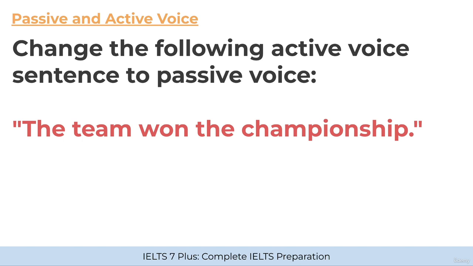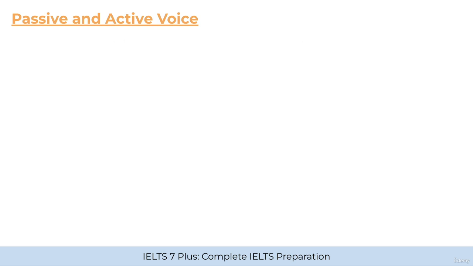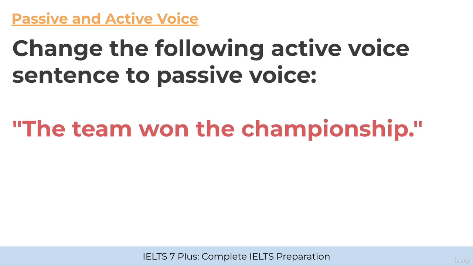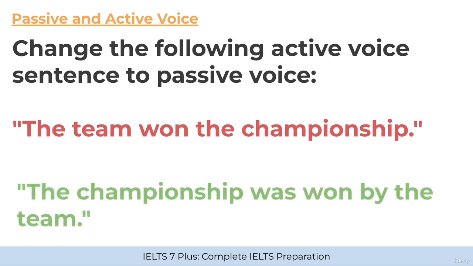Okay, change the following active voice sentence to passive voice. The team won the championship. Okay, right, so let's have a think. We want to emphasize the object, which is the championship. The team maybe comes at the end for passive voice, and the action maybe stays put. So have a think. How would you phrase this? I would say the championship was won by the team. So we're just switching the object and the subject there. That was quite a straightforward one, hopefully.